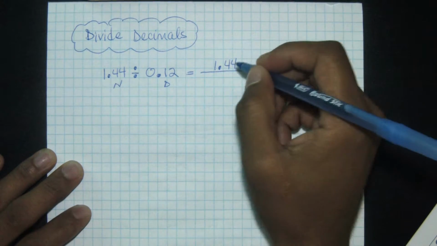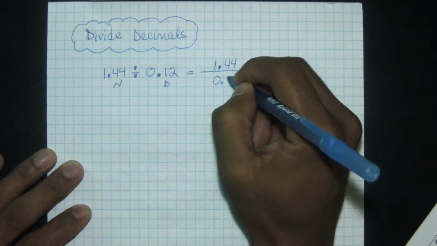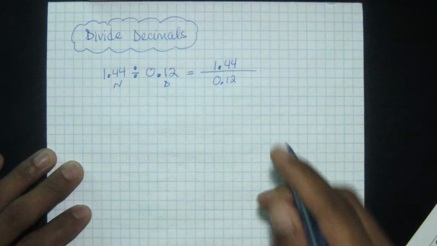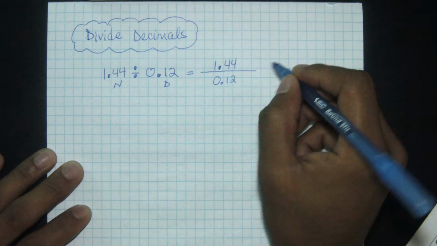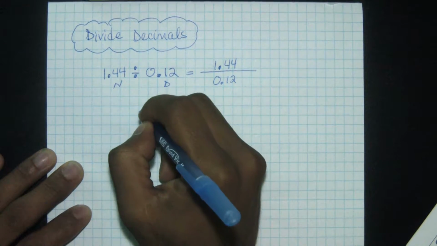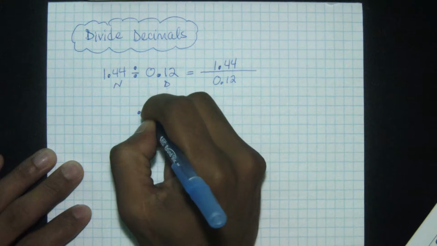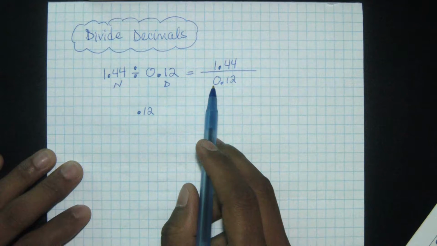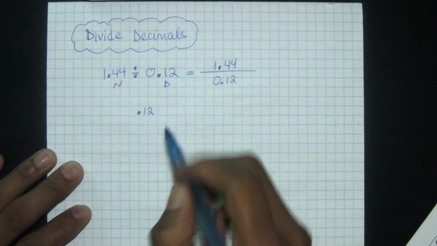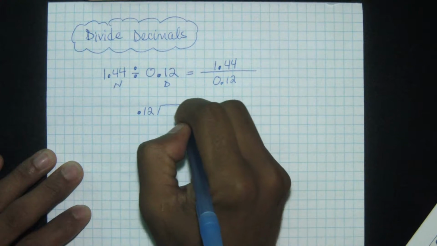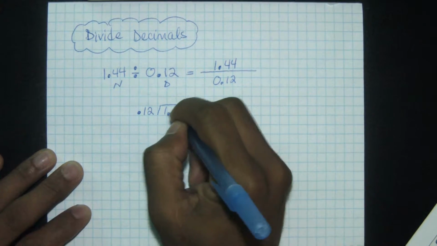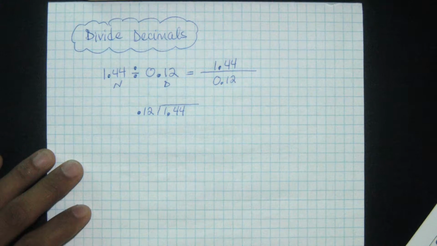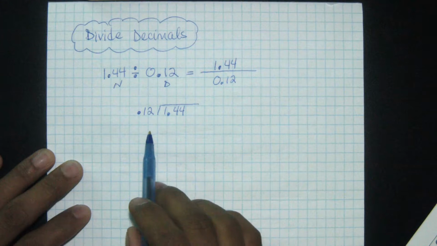And down here we're going to have 0.12 as the denominator. Okay? Now that we've done that, you have to write this as long division to start dividing. So the denominator goes on the outside, and since that's zero, we don't necessarily have to write the 0 out here in the front. And then I'm going to put 1.44 on the inside. Now, does anybody remember what we have to do from here?